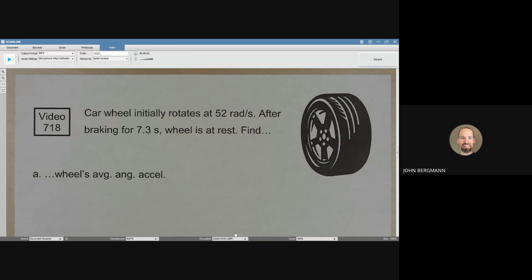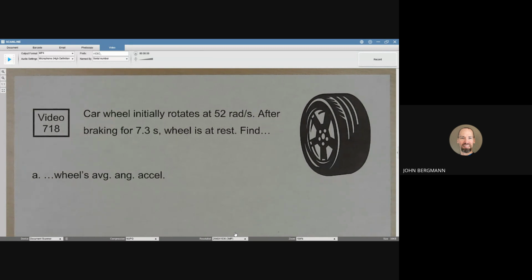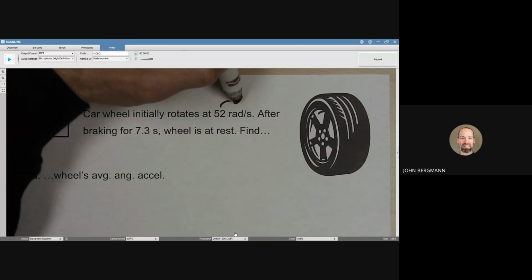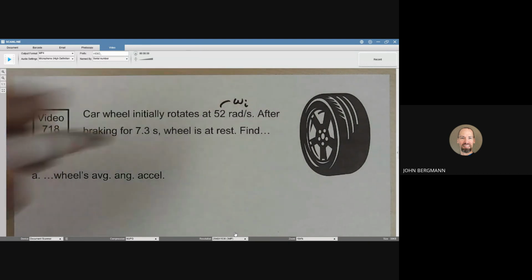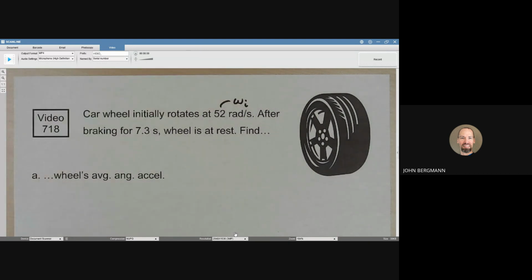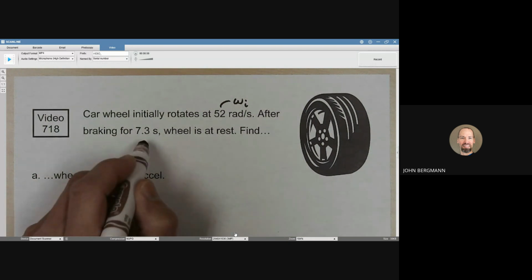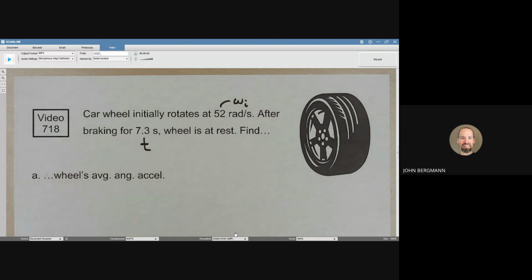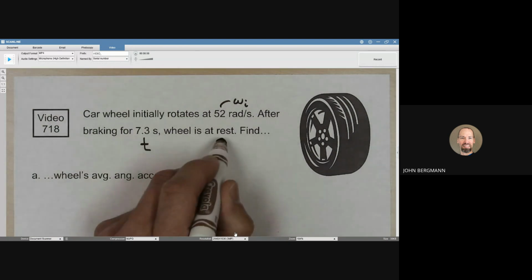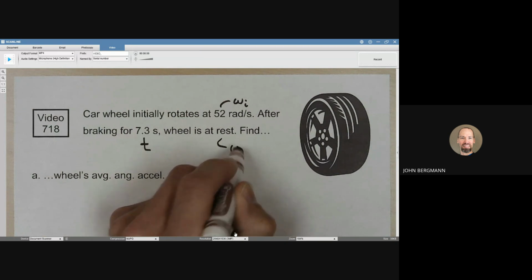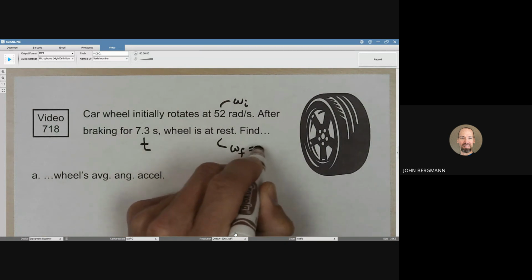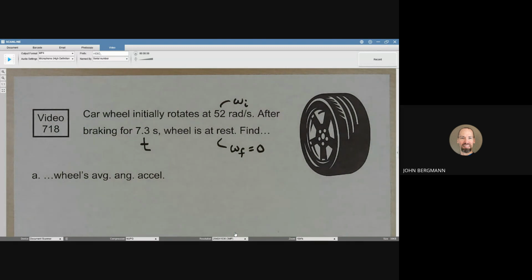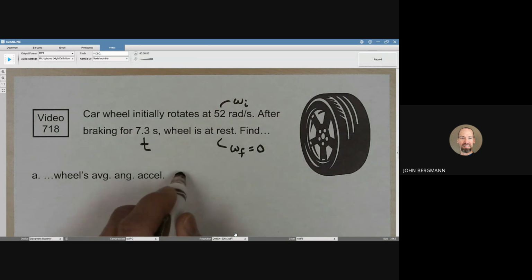Here we have a car wheel that initially rotates at 52 radians per second. That is going to be the initial angular speed. After braking for this amount of time, the wheel is at rest. What does that tell us? That tells us that omega final is 0. And we want to find the wheel's average angular acceleration, which is alpha.